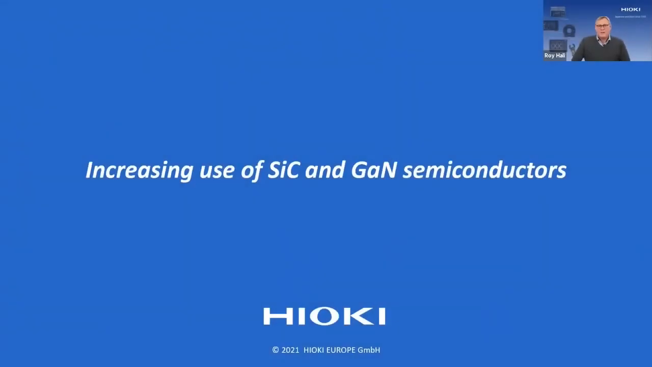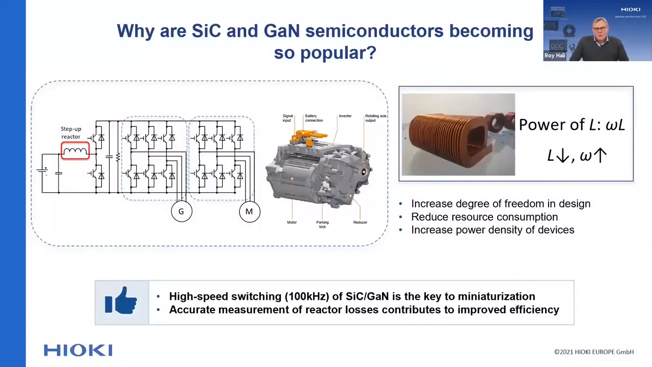Nowadays, product designers are using more SiC and GaN semiconductors. But why? What makes them so interesting? And what is required to accurately measure the loss and efficiency of SiC and GaN based applications? Let's have a look. To explain this, I would like to take the ongoing development of EVs as an example.